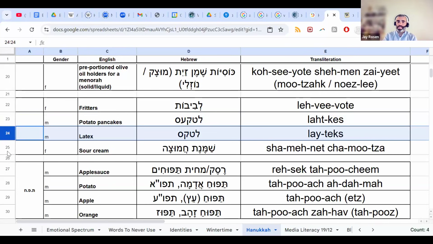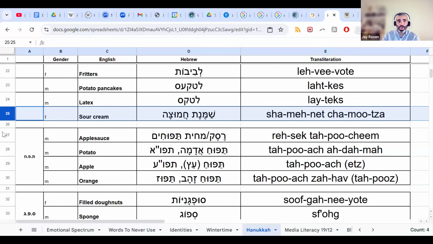For those of you who are team sour cream, it's a very easy word because it's a straight transliteration. Shamenet chamutza. Shamenet is cream. Chamutza, sour. Shamenet chamutza, sour cream. Okay. In Israel, we have multiple different fat levels. And if you are lucky enough to live near a Russian supermarket, they'll get even higher with the fat content. You'll kind of want those.